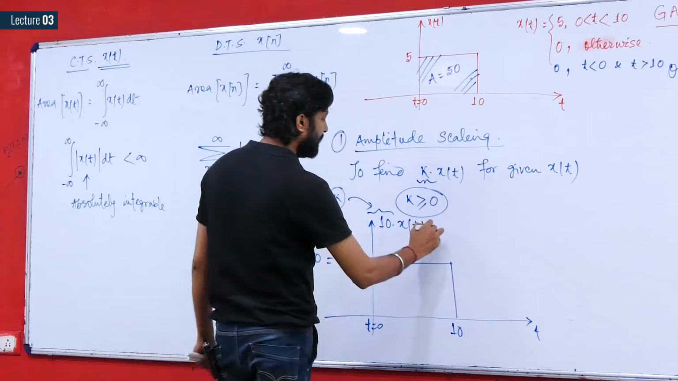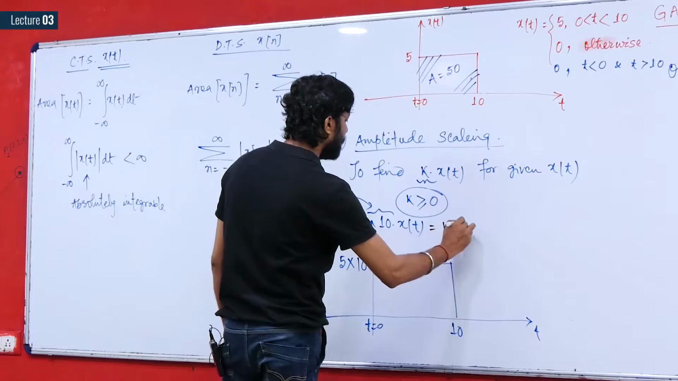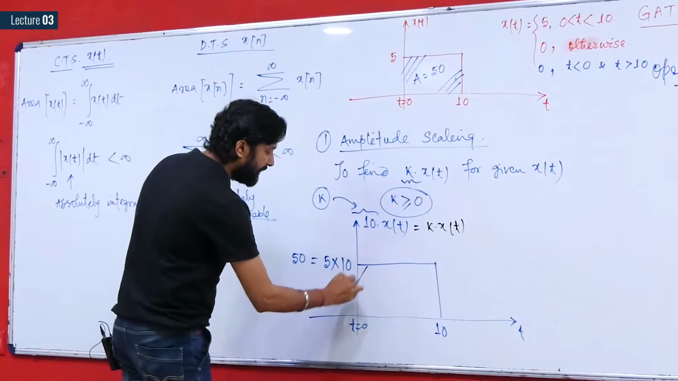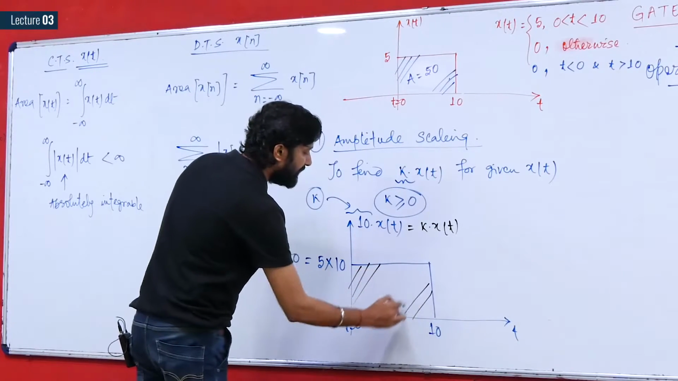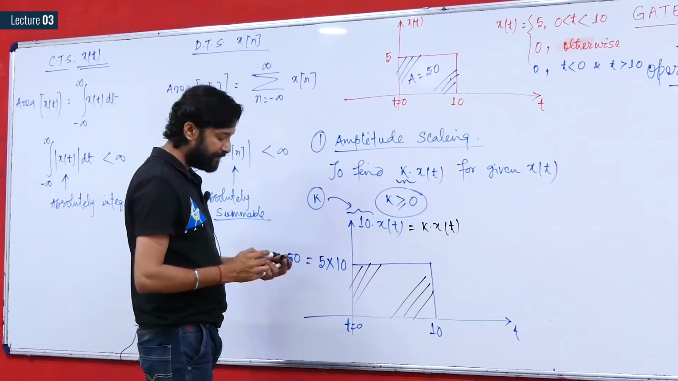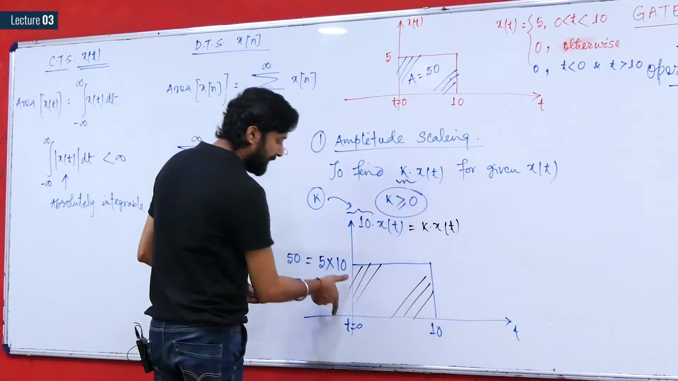Now if the value is 50, then what is now the area of this signal? It is our signal k times x of t. So if you see the area of this rectangle now, it is again a rectangle, therefore the area will be width multiplied by height.